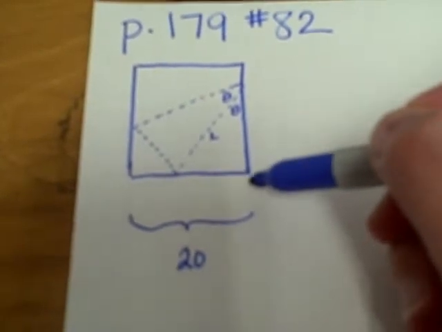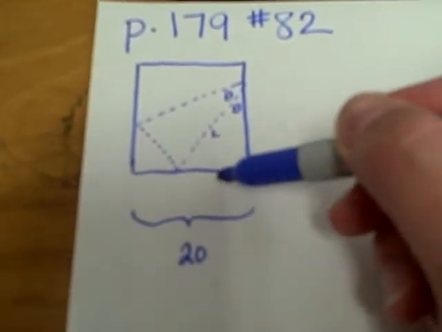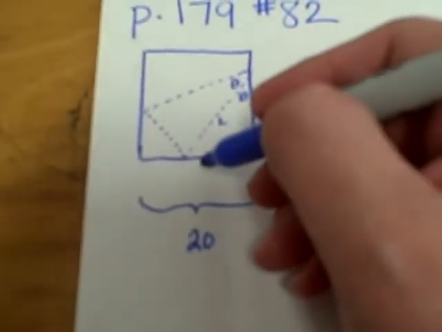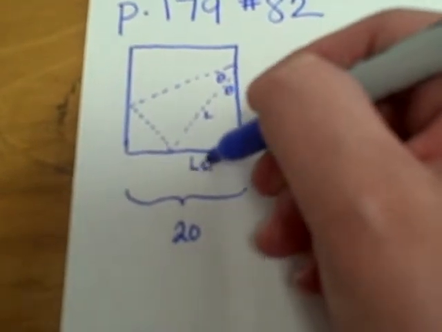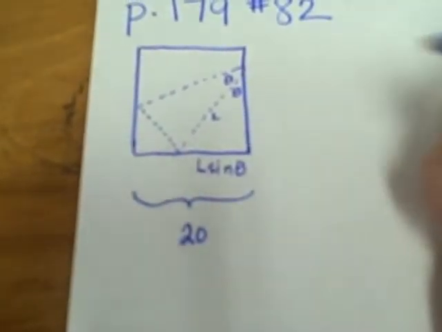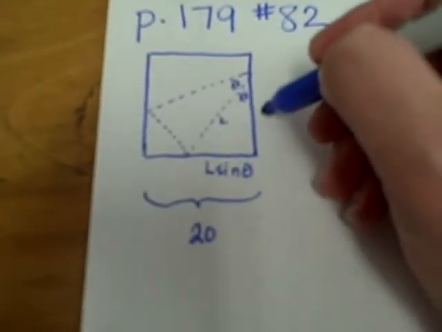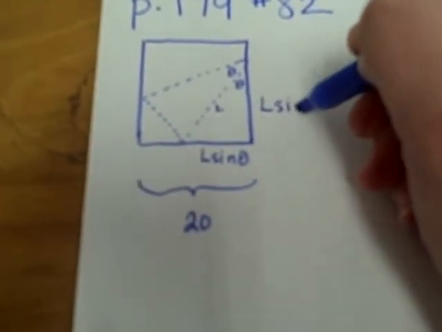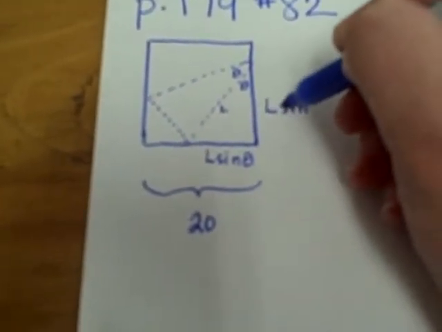We know that this dimension here from the fold to the corner has to be L times the sine of theta, the angle there in the corner. We also know that this has to be L sine of theta. I'm sorry, L cosine of theta.